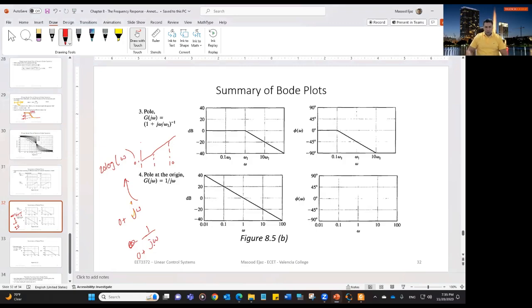So that's 20 log of omega. As omega is increasing, it's going to increase by 20 decibel per decade. For the pole, as omega is increasing, it's going to drop by negative 20 decibel per decade, as shown in this figure. And of course, the phase is going to be 90 degrees for the zero and negative 90 degrees for the pole. And that's what it shows over here. Hard to see, but it's negative 90 degrees for all frequencies.